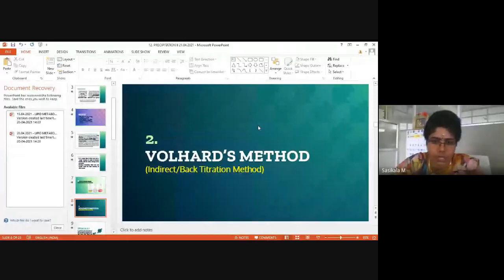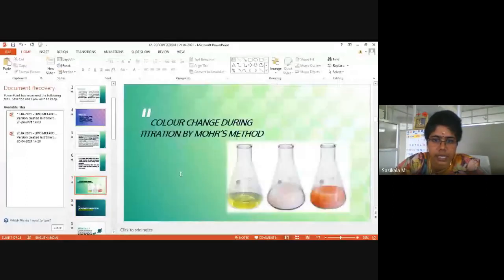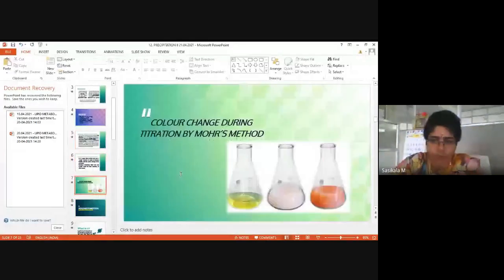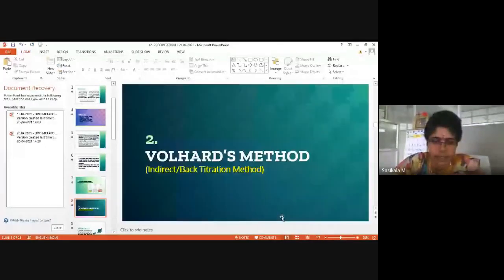So the burette content will be the second titrant. What is the first titrant we have to take for chloride ion concentration? Silver nitrate. If we directly take the chloride sample, we add silver nitrate directly from the burette. So after adding silver nitrate, we get a white precipitate. In Volhart's method, the silver nitrate will be added at once to the chloride ion, not dropwise.